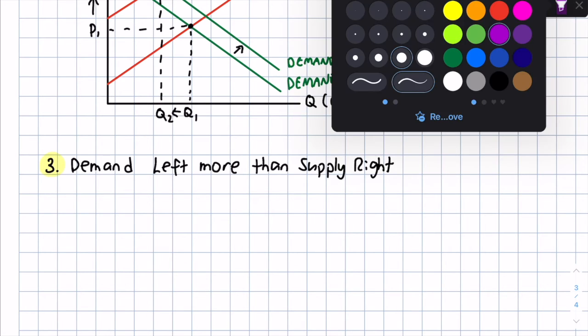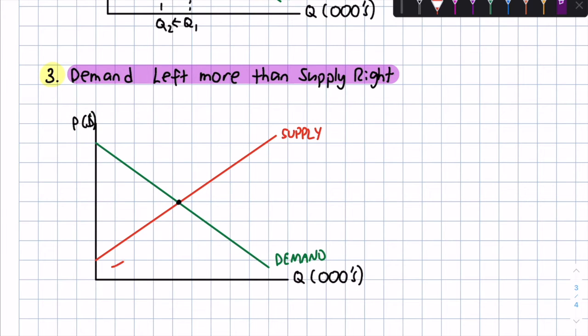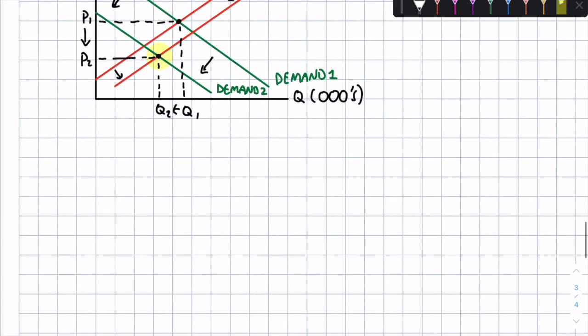The third one we're going to look at is demand shifts to the left more than supply shifts to the right. So here we see that right shift of the supply, which is smaller than the left shift of the demand. And again, we have that the quantity falls and the price falls as well. So here you can see the shift with the arrows.